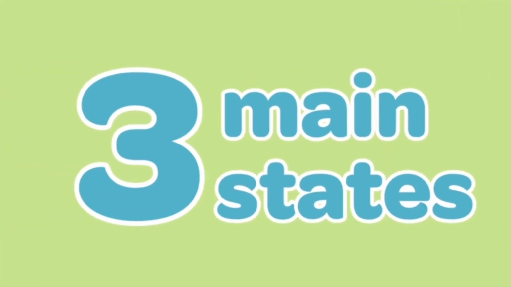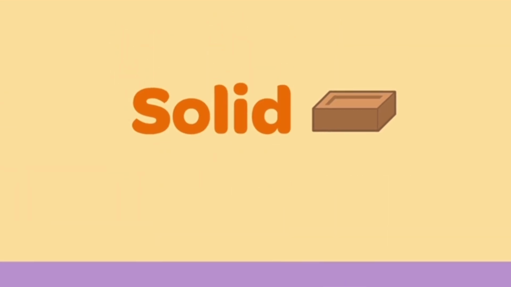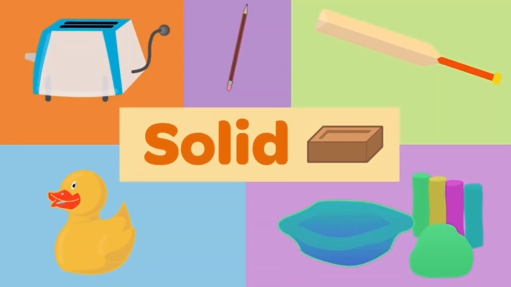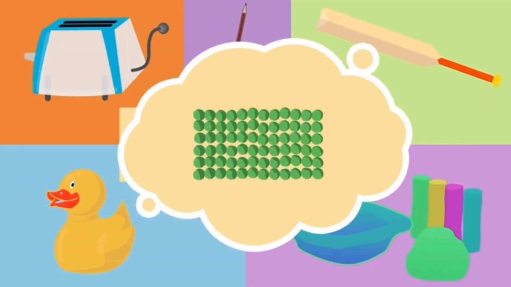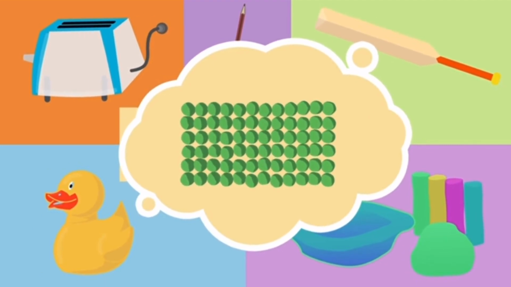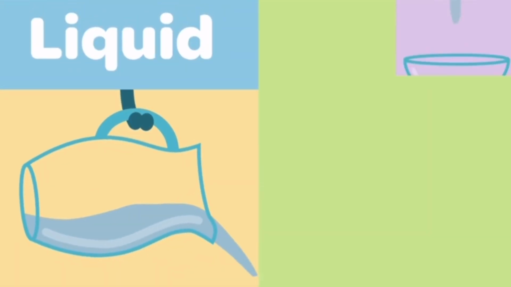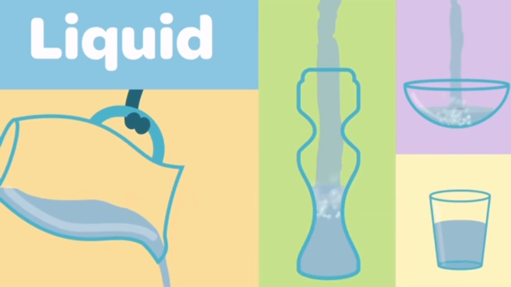There are three main states or kinds of matter: solid, liquid, or gas. A solid is something that holds its shape. A solid means that the atoms are packed in really close together so they can't move, which means the object holds its shape. A liquid, on the other hand, will always change its shape. It changes shape to fit the shape of the container it's put in.